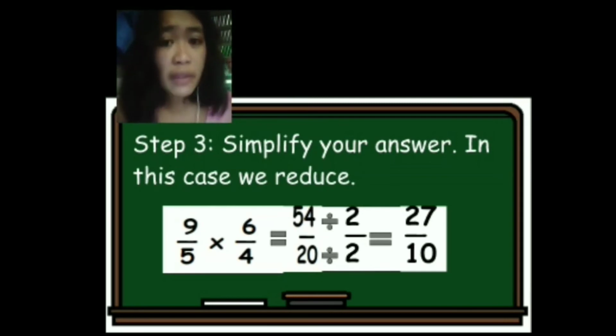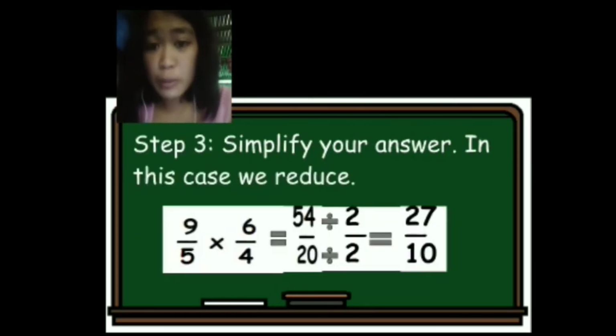So 9 over 5 times 6 over 4 is equal to 54 over 20. To reduce or simplify it, we need to divide by 2. So we have 54 divided by 2 over 20 divided by 2, and the result is 27 over 10. Where do we get 27 over 10? 54 divided by 2 is 27, and 20 divided by 2 is 10. That's why we get 27 over 10. Is it simplified already? Yes, it is simplified already.